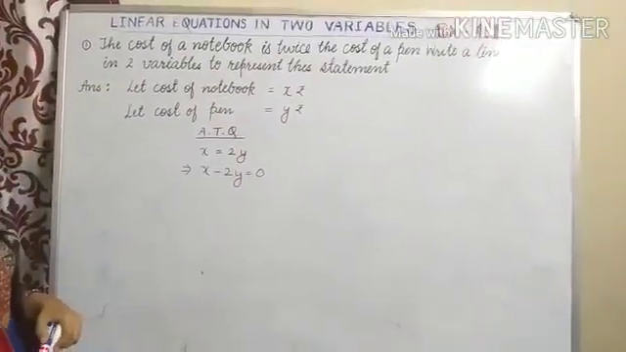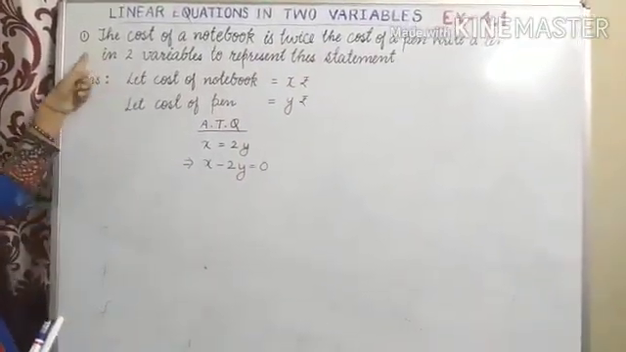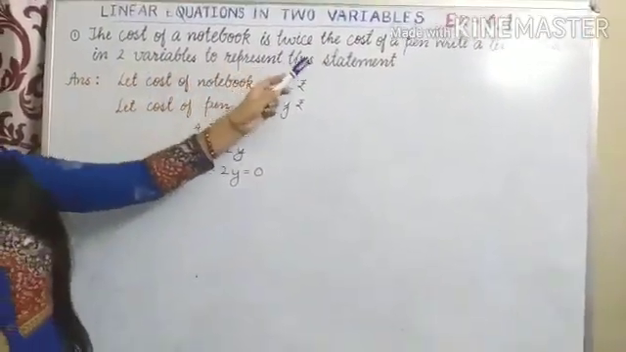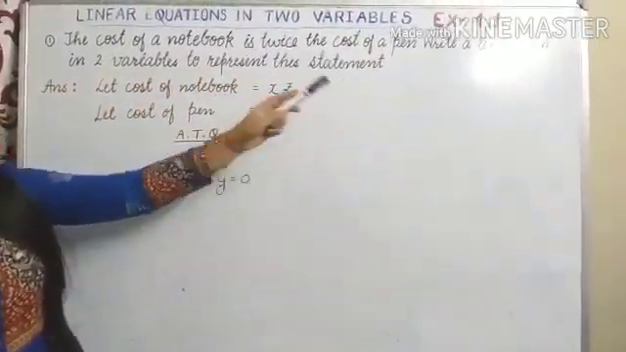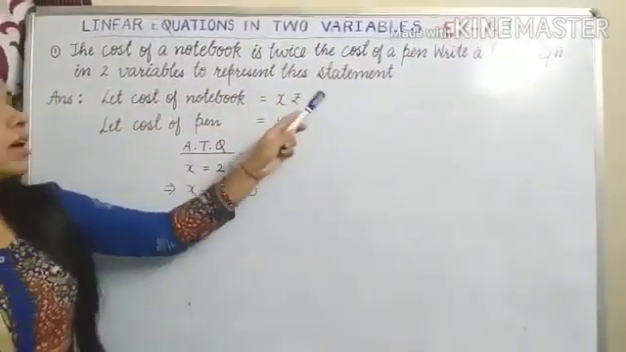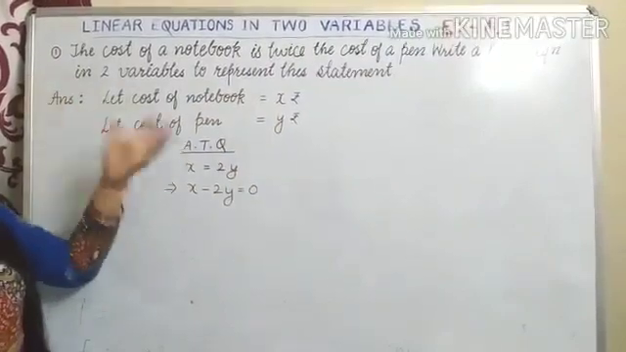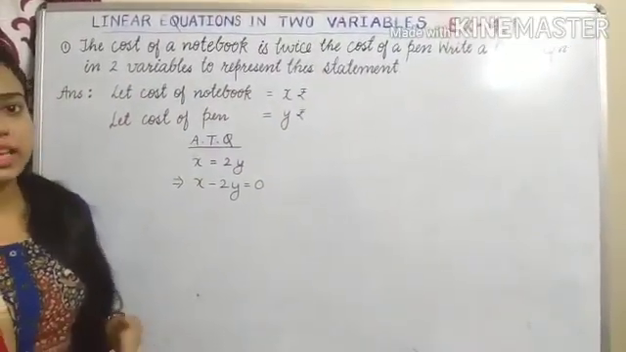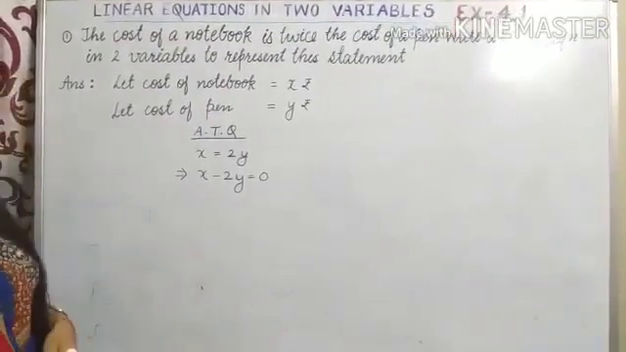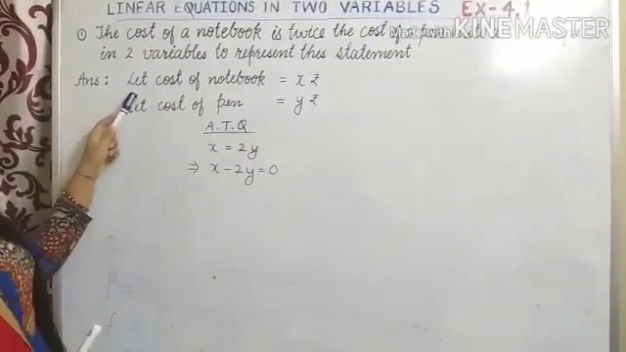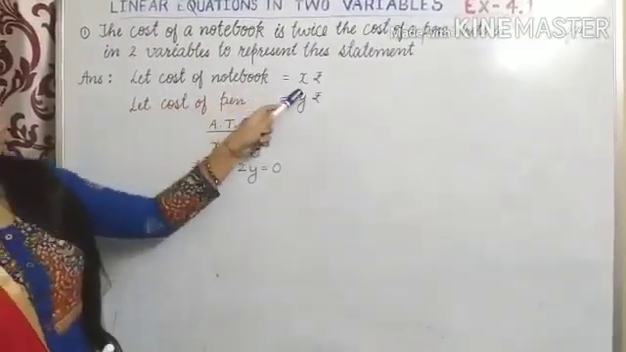So students, the first question of this exercise is: the cost of a notebook is twice the cost of a pen. Write a linear equation in two variables to represent this statement. Whatever is written in the question, we have to frame it in the form of variables x, y and so on. So for that we assume that the cost of the notebook is equal to x.